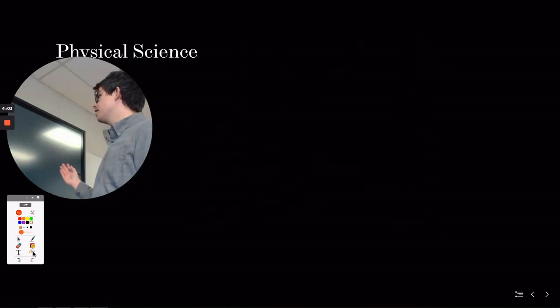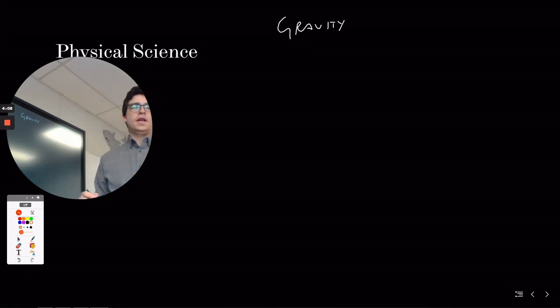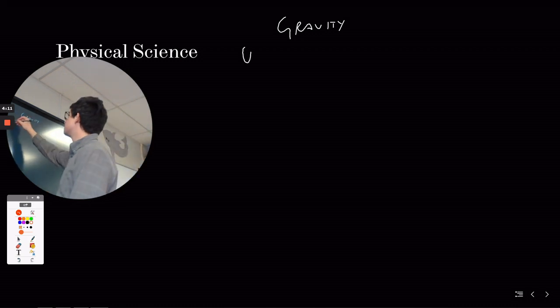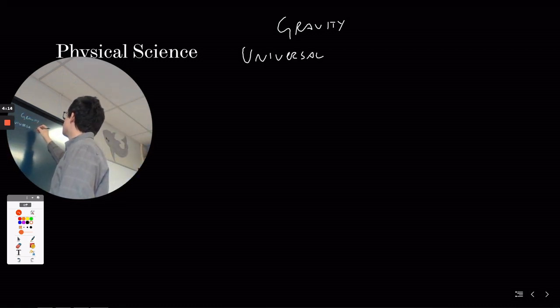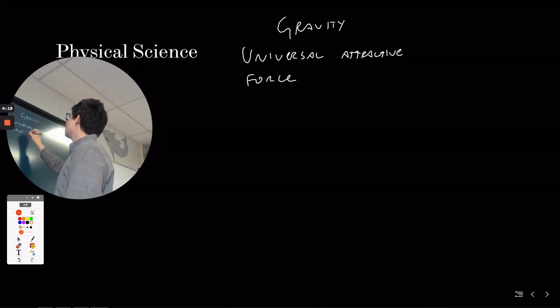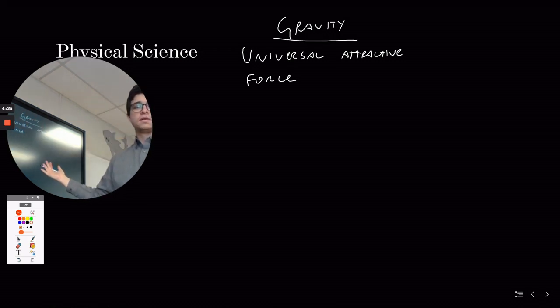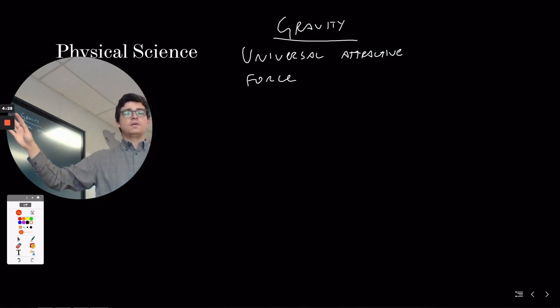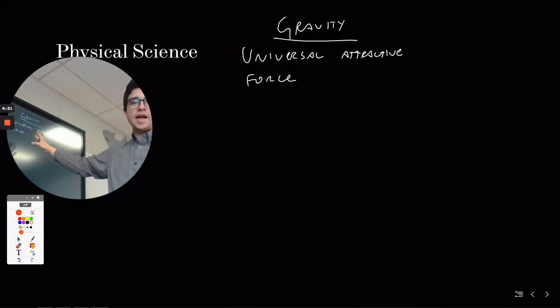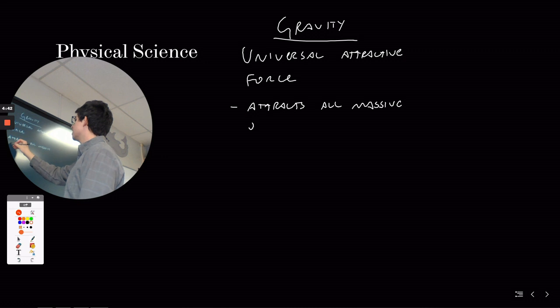So, talking about gravity, we can say that gravity is a universal attractive force. So everything in the universe is attracted to everything else in the universe by gravity. That is, everything with mass in the universe is attracted to everything else with mass in the universe. It attracts all massive objects to one another.